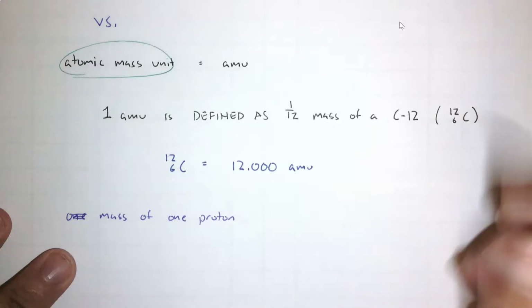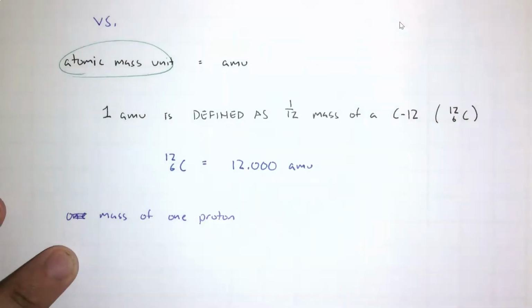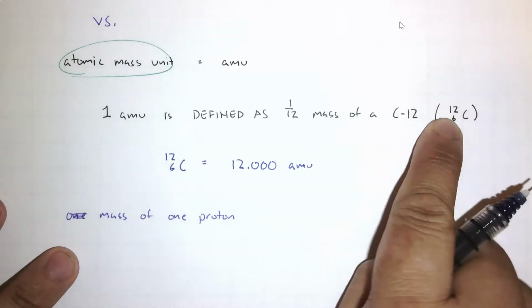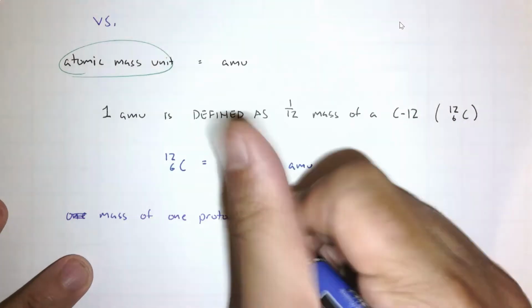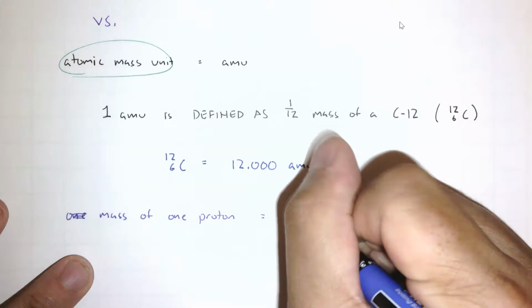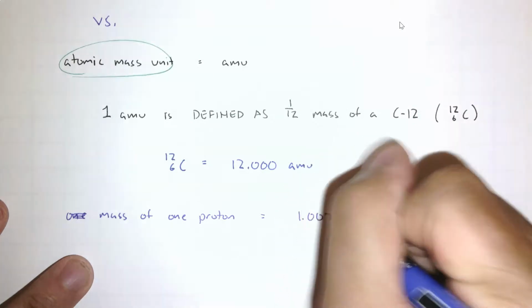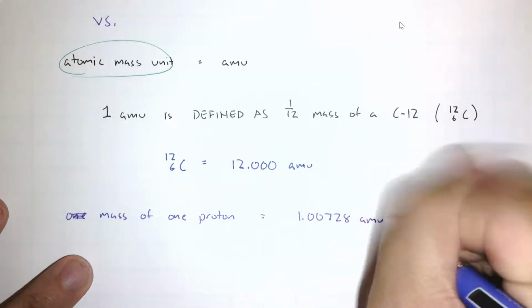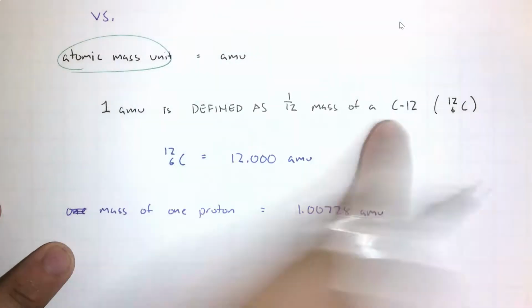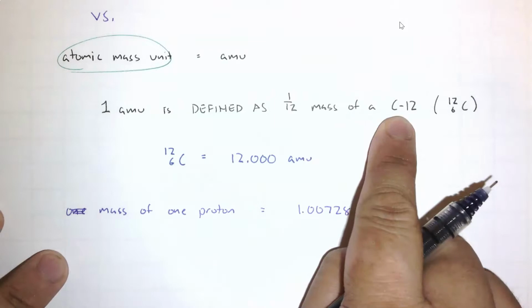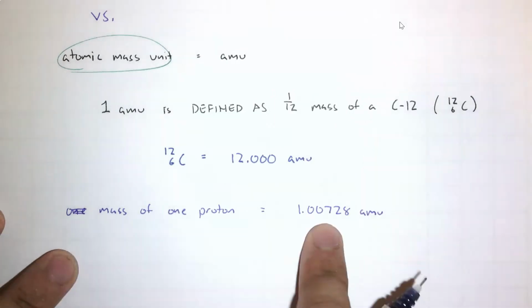Now, if you were looking at this definition, you would imagine that a proton is worth 1 AMU, a neutron is worth 1 AMU, we get 12 protons plus neutrons, 12 AMU. But technically, the mass of 1 proton equals 1.00728 AMU. So that's kind of strange. I thought since AMU is 1/12 of this, a proton should be 1 exactly.